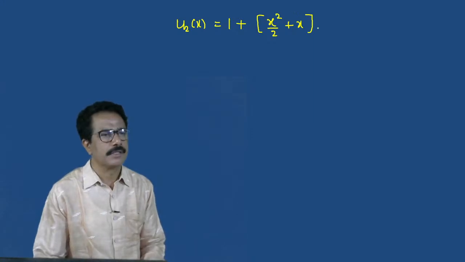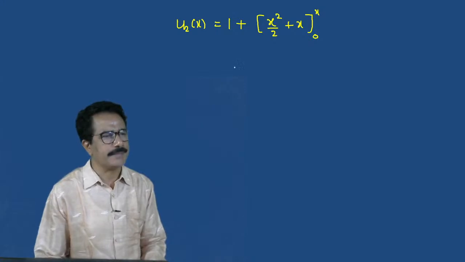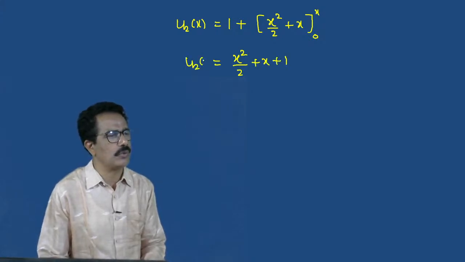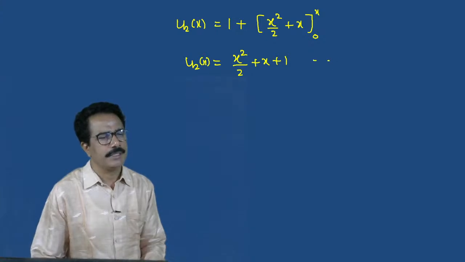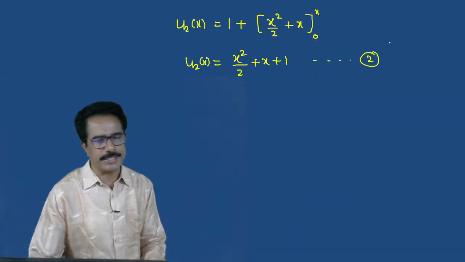Very good. 0 to x. Okay, so we can write x square by 2 plus x plus 1. This is u2 of x. This is the second approximation. Now we can write the third approximation.